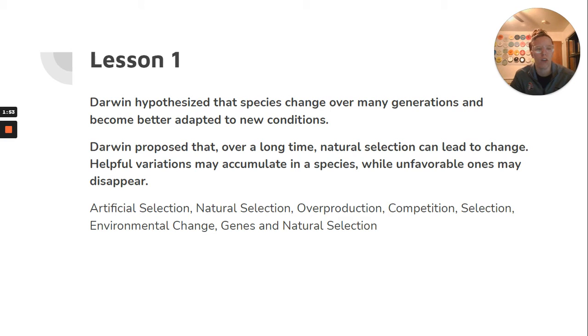And then we had a variety of factors that can affect different species. So artificial selection, natural selection, overproduction, competition, selection, environmental change, genes, and natural selection. So you won't need to know necessarily what they are for the quiz, but I might select a few and ask you if those are factors. So which one is not, or which one is a factor that can affect species.